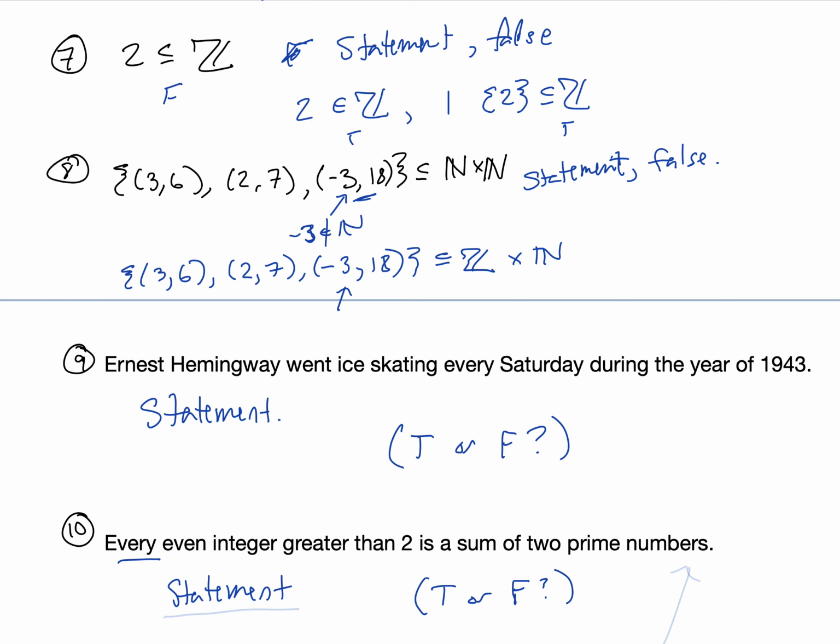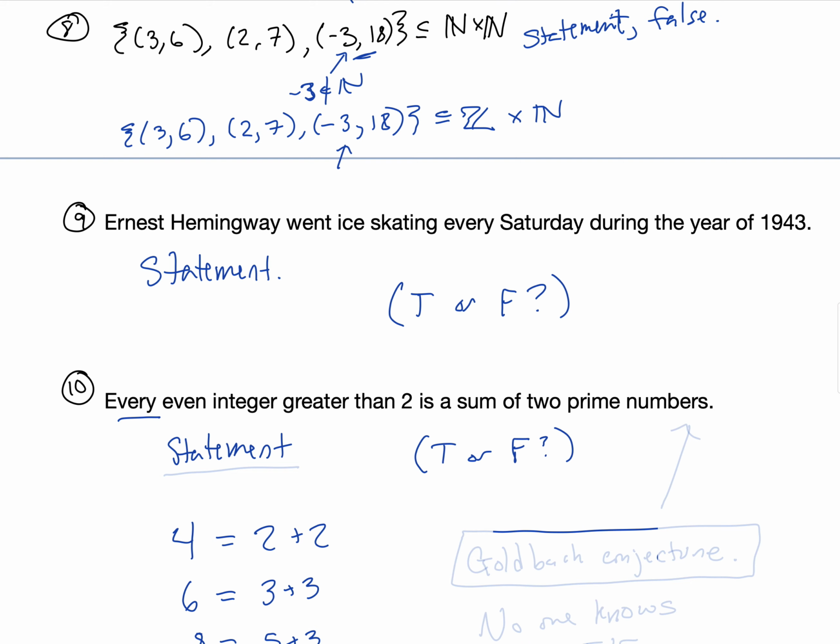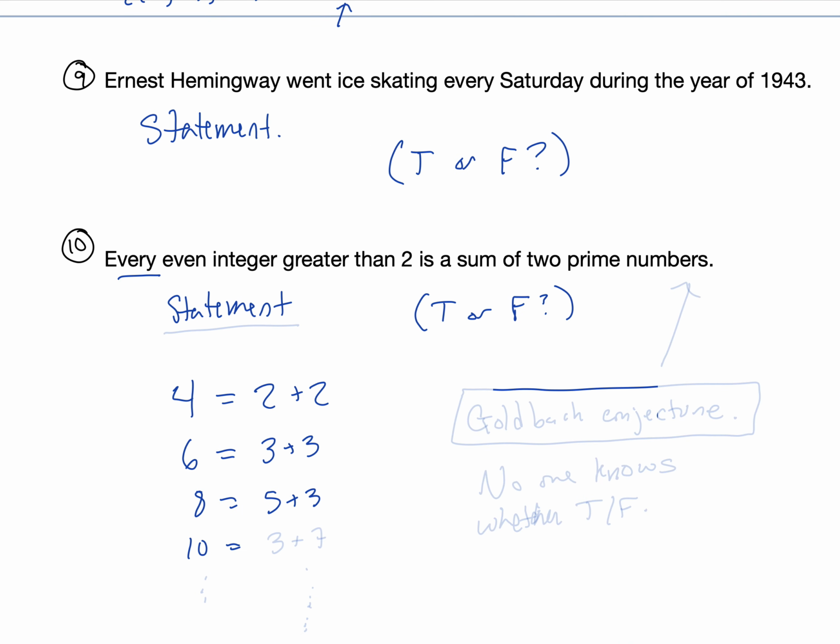If we wanted to start thinking about it, we could say, okay, every even integer greater than 2: 4 would be the first one. Well, that's equal to 2 plus 2. 6, that's equal to 3 plus 3. Those are both primes again. 8, that's equal to 5 plus 3. Yeah, those are both primes. 10, that's equal to 3 plus 7. It's also equal to 5 plus 5. And so on. And so you could say to yourself, okay, it's looking like that might be true.